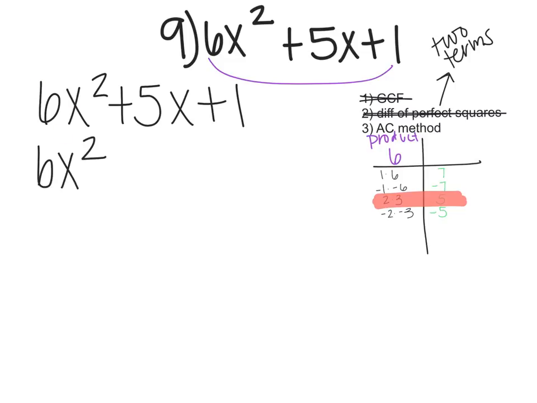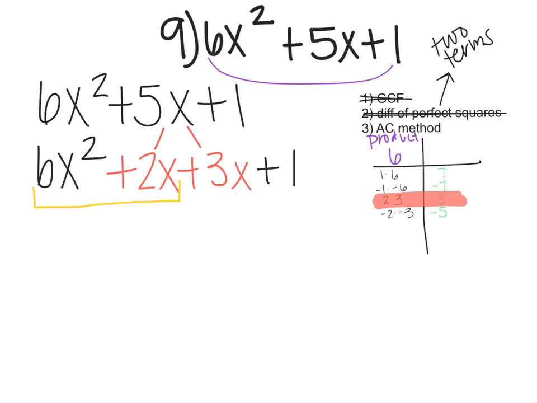So I have 6x squared. Instead of 5x, I'm going to write it as 2x plus 3x. So I'm splitting this middle term, and then I have my plus 1. So I'm going to group, and I'm going to look and see if I have any common factors in each of those groups. Well, if I prime factor each part, because that seems to help, 6 is 2 times 3, and then there's 2x's plus 2x. And then if I look to see what those two pieces have in common, well, they both have a 2 and an x.